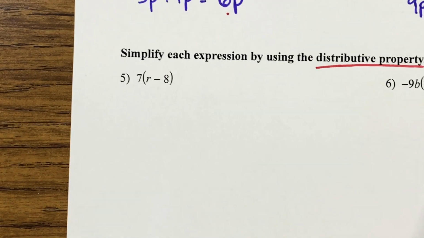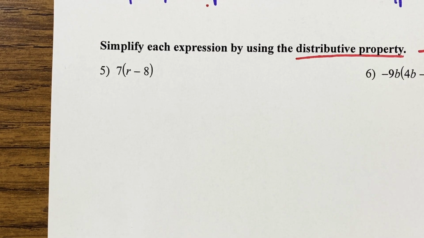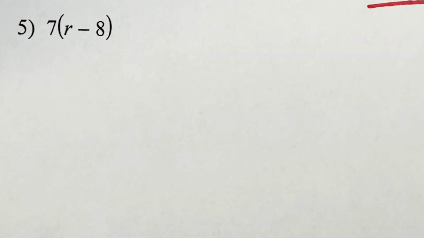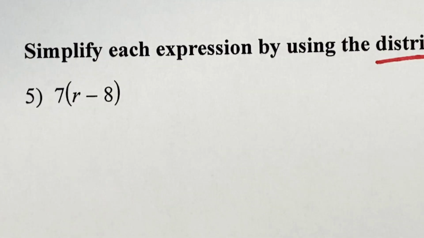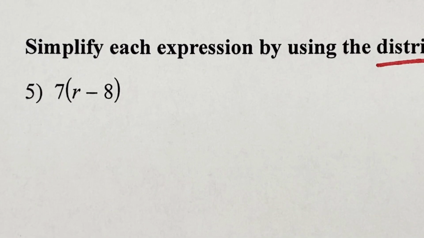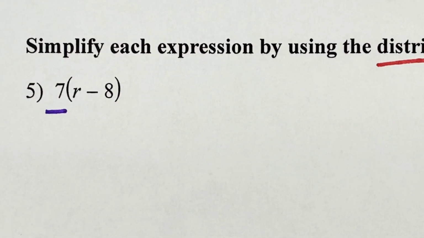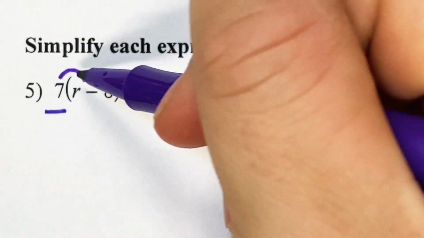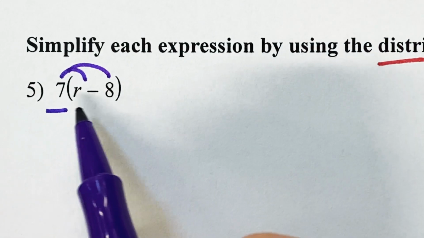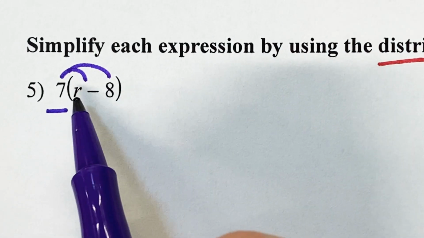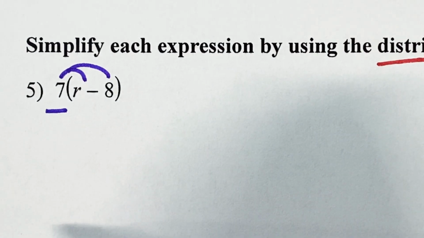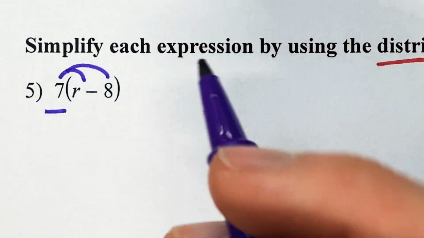Okay, so let's look at number 5. You always want to find your parentheses. Then you want to find the number that's right in front of your parentheses. In this case, that number is positive 7. This positive 7 wants to distribute, or go inside the parentheses, and multiply to both terms inside. So we have 2 terms, r and negative 8. Let's multiply by both terms.